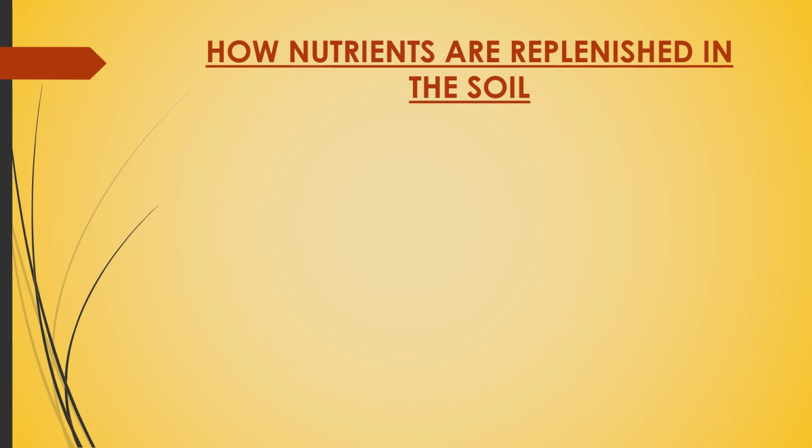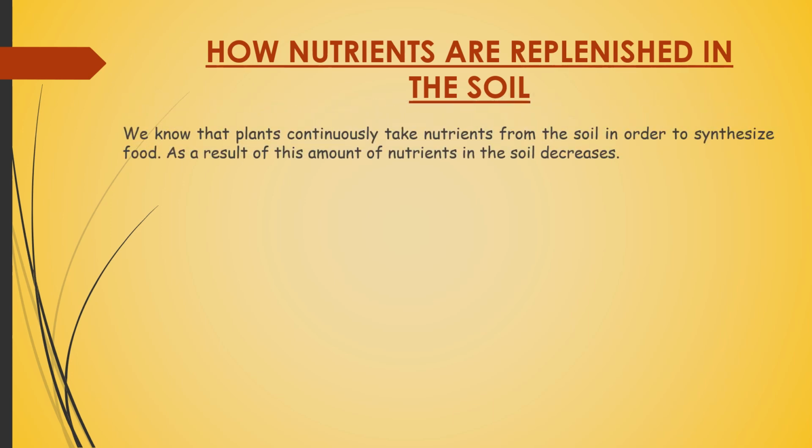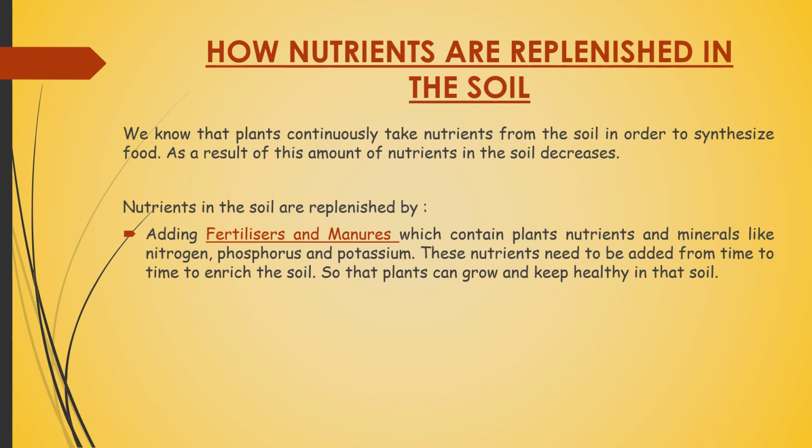How nutrients are replenished in the soil. We know that plants continuously take nutrients from the soil in order to synthesize their food. As a result, nutrients in the soil decrease. Nutrients in the soil are replenished by, number 1, adding fertilizers and manures which contain plant nutrients and minerals like nitrogen, phosphorus, potassium. These nutrients need to be added from time to time by the farmer to enrich the soil so that plants can grow and keep healthy in that soil.